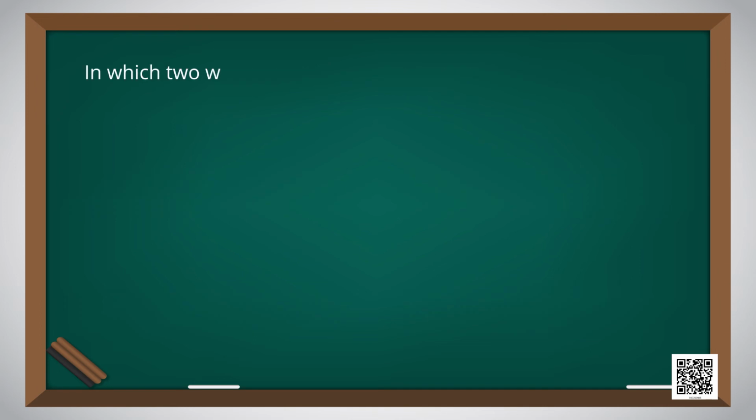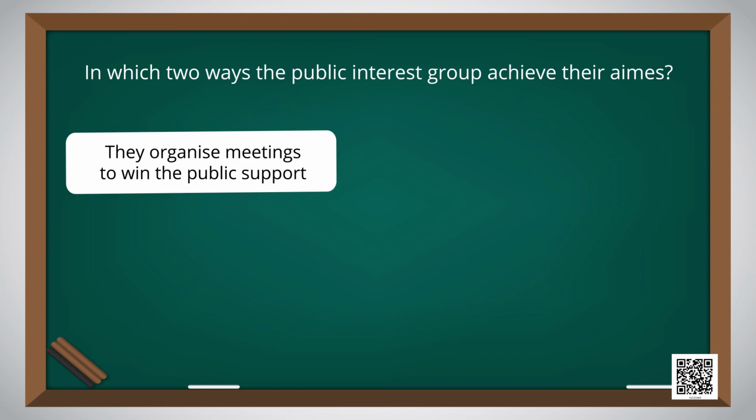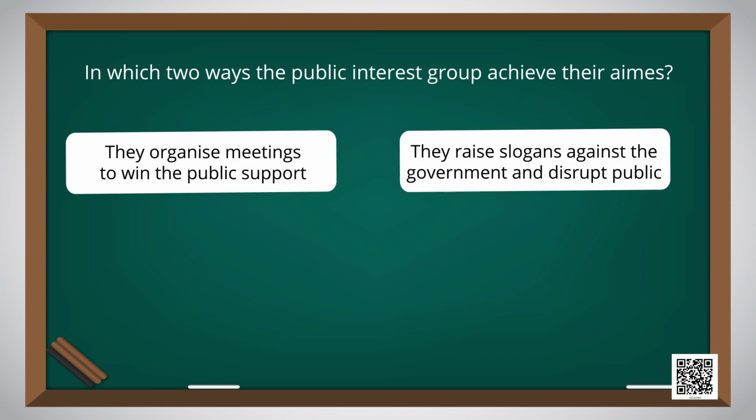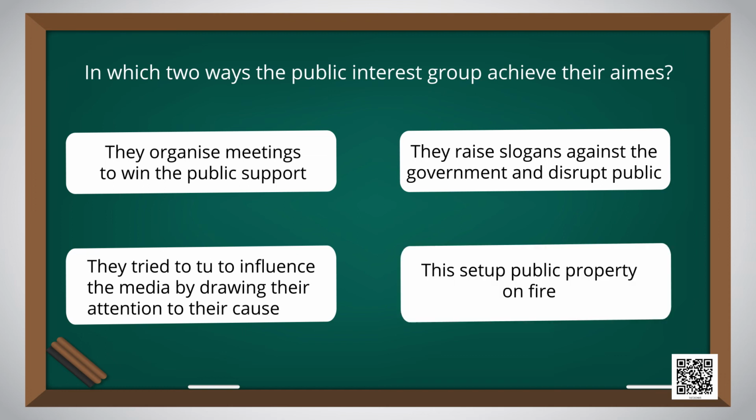Alright, in which 2 ways does the public interest group achieve their aims? They organize meetings to win the public support. They raise slogans against the government and disrupt public life. They try to influence the media by drawing their attention to their cause. They set public property on fire.